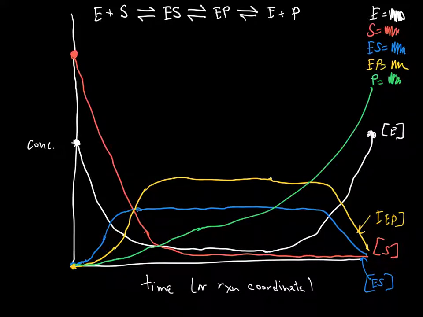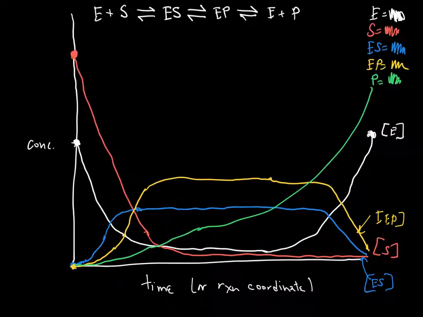It goes up because you're making more product, substrate's going down. Then we have what's called the enzyme-bound intermediates, ES and EP. And then E is in a category to itself because you have to get your enzyme back, otherwise it's not an enzyme, it's not a catalyst, it would be reacting.